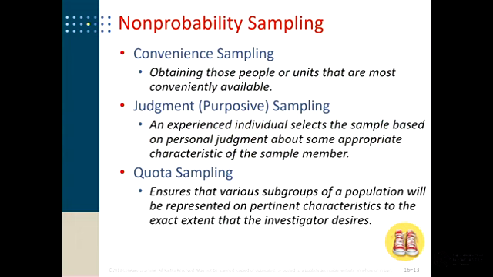You are picking up your sampling unit just on the basis of judgment. You are thinking, oh, that's right, that sampling will be right, or that sampling unit will represent my population. So you are just being judgmental, just being purposive in selecting. And the next one is quota sampling.